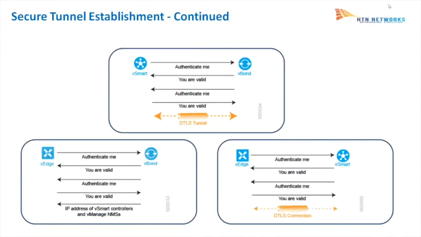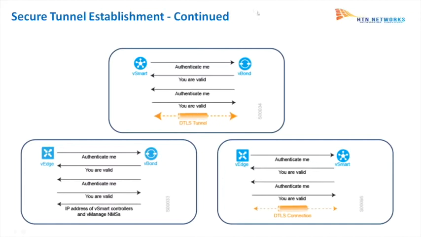So this is just to show you the tunnel establishment process. The top box is showing you the authentication between vSmart and vBond. So when vSmart comes up on the network, it asks vBond to authenticate it. vBond checks the chassis ID and the certificates and other things that it needs to check. Once it sees that those are valid, it sends a message back to vSmart saying you are valid, and the DTLS tunnel is established between vSmart and vBond.